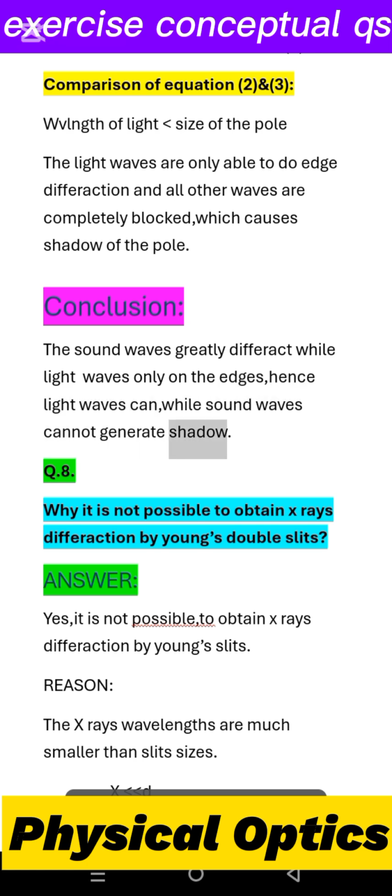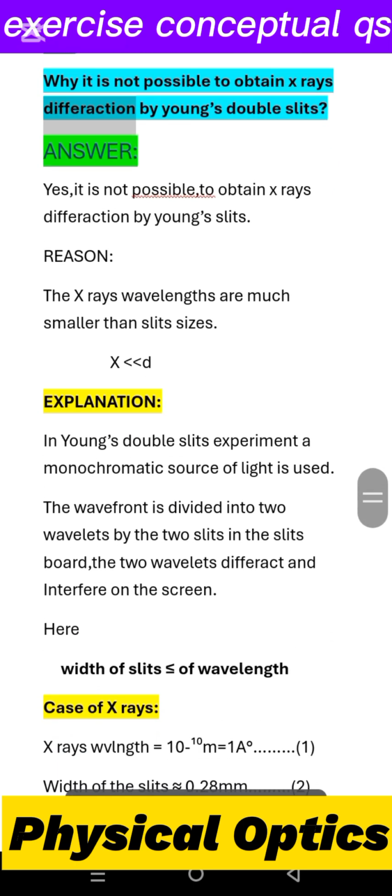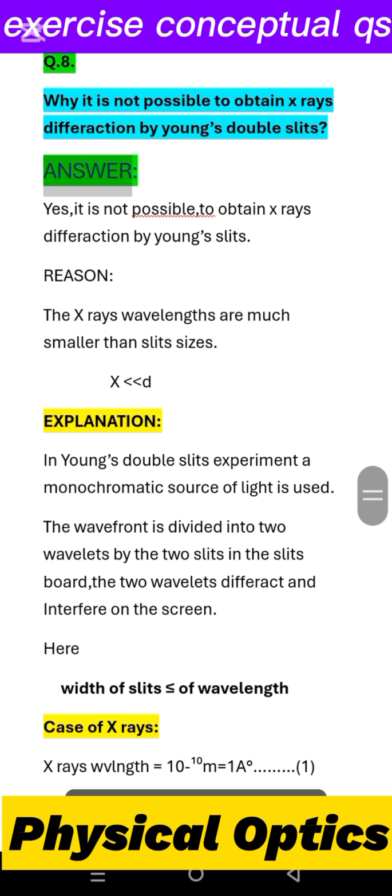Question 8. Why is it not possible to obtain X-ray diffraction by Young's double slits? Answer: yes, it is not possible to obtain X-ray diffraction by Young's slits. Reason: the X-ray wavelengths are much smaller than the slit sizes. Explanation: in Young's double slit experiment, a monochromatic source of light is used. The wavefront is divided into two wavelets by the two slits in the slit board. The two wavelets diffract and interfere on the screen.